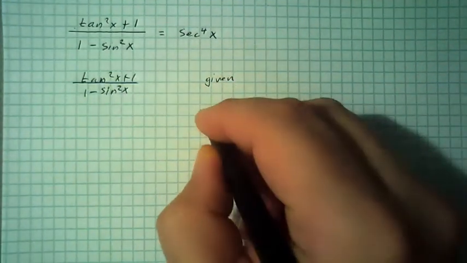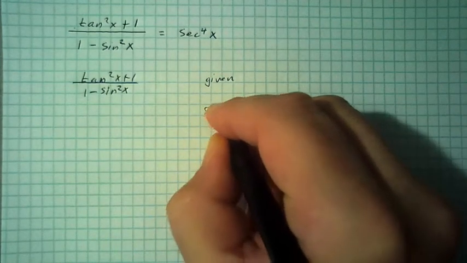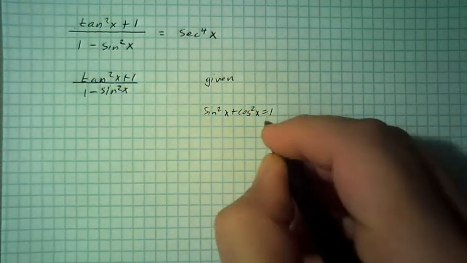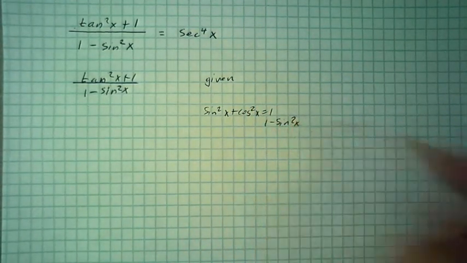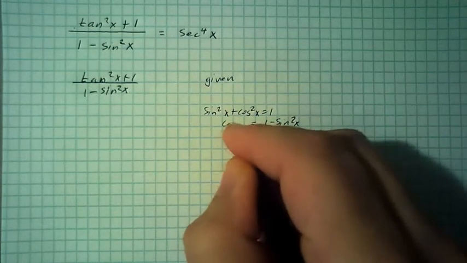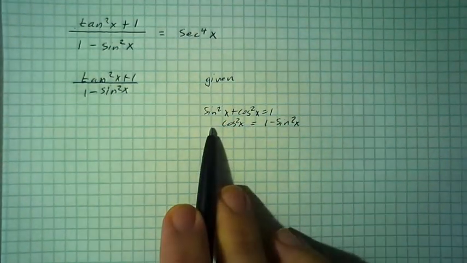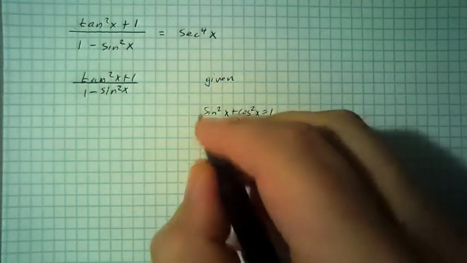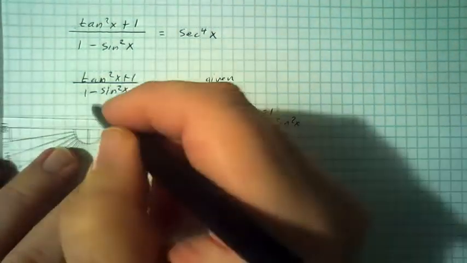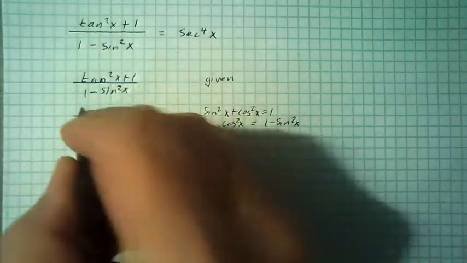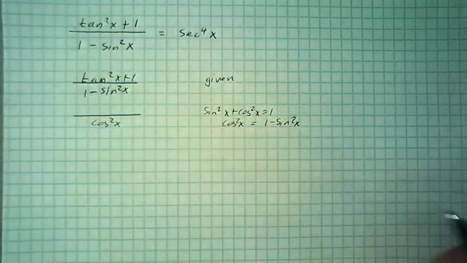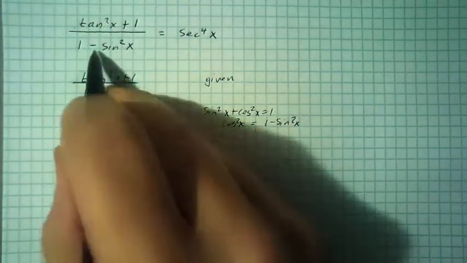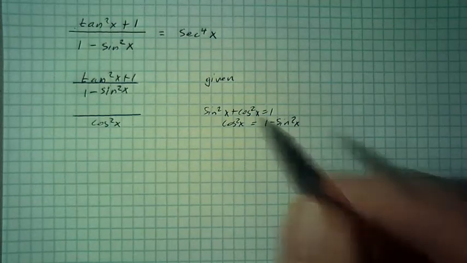What I know is that sine squared plus cosine squared equals 1. So 1 minus sine squared is going to equal cosine squared of x. So that'll be my first substitution. It's a Pythagorean identity. And that's going to change the bottom to be cosine squared of x. Well, that's much better than it was. It may not look like it to you, but I know it is. The addition and subtraction on the bottom is the worst.